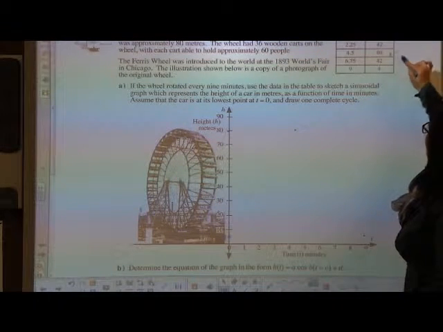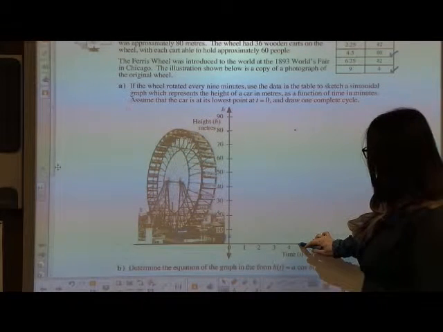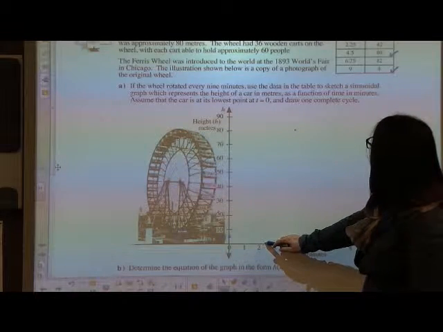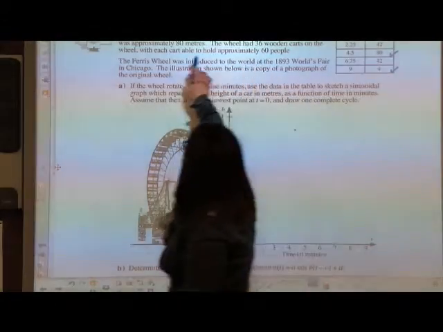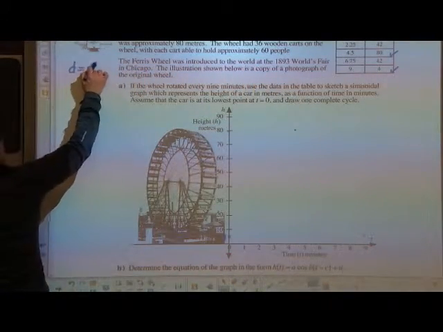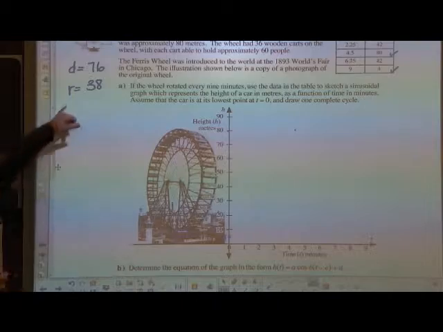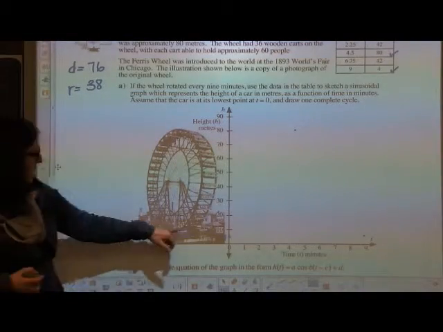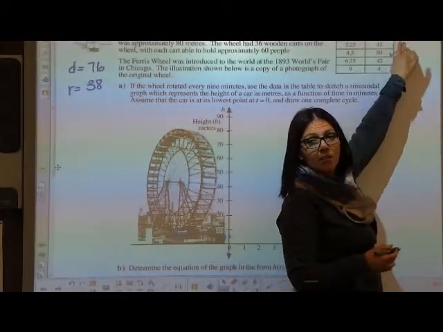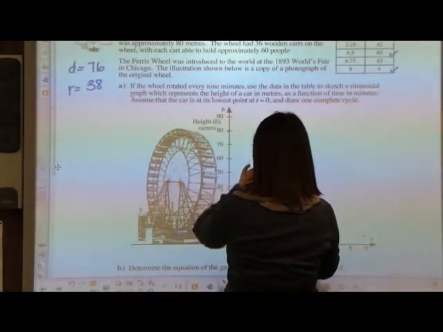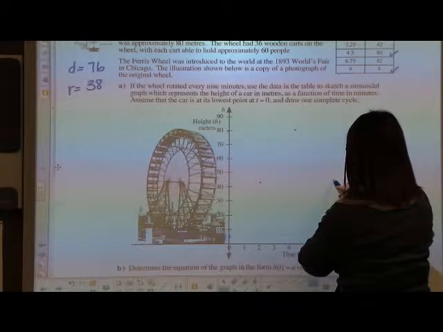And so I've taken care of these 3 points. Halfway in between 4.5 and 0 is 2.25 minutes, which means it's going to be halfway in between. So if the diameter is 76, the radius is 38. If I take my 38 and add in the 4 meters I started at, that's how you get this 42 meters in here. So 2.25 would be at 42, and the same thing at 6.75.